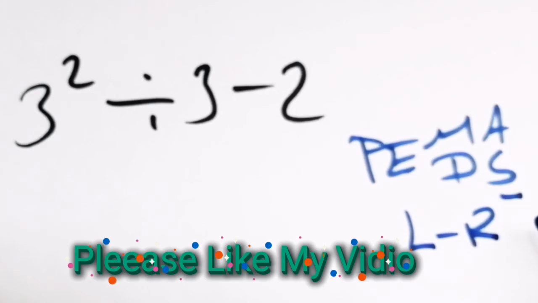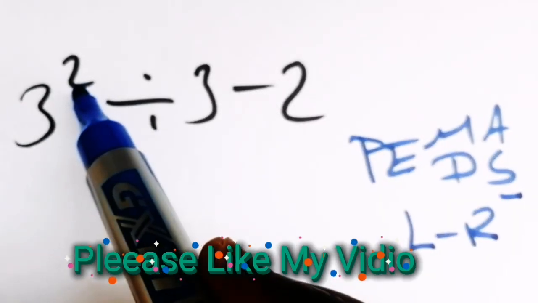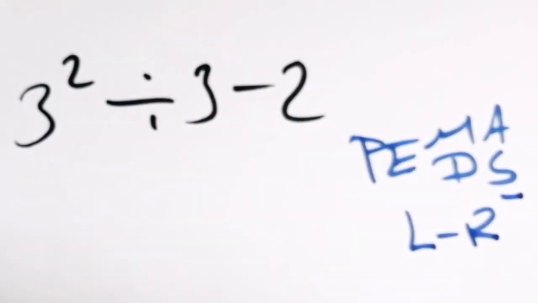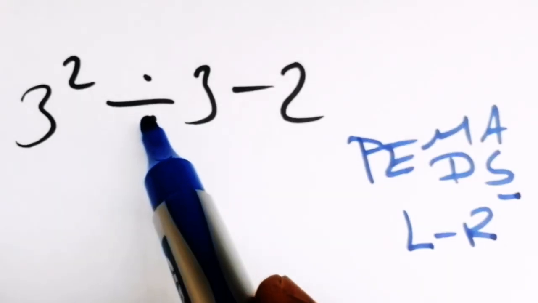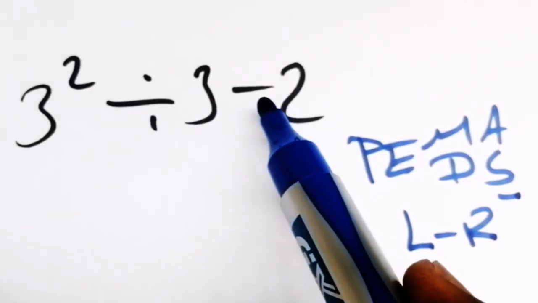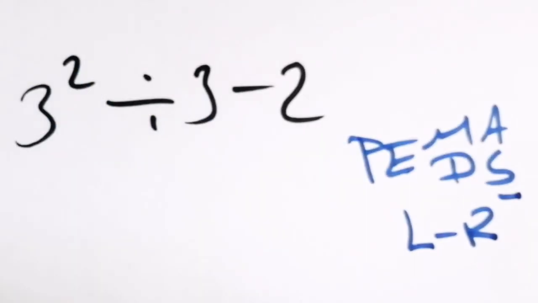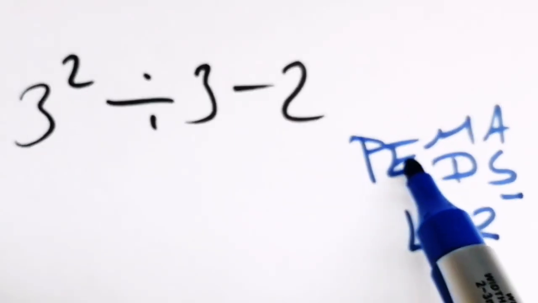In this expression, there is one exponent here, and one division and one subtraction here. Therefore, first we have to do this exponent and this division, and finally this subtraction. If we do this subtraction before this division or this exponent, it is wrong. Therefore, according to PEMDAS, first we have to do this exponent.